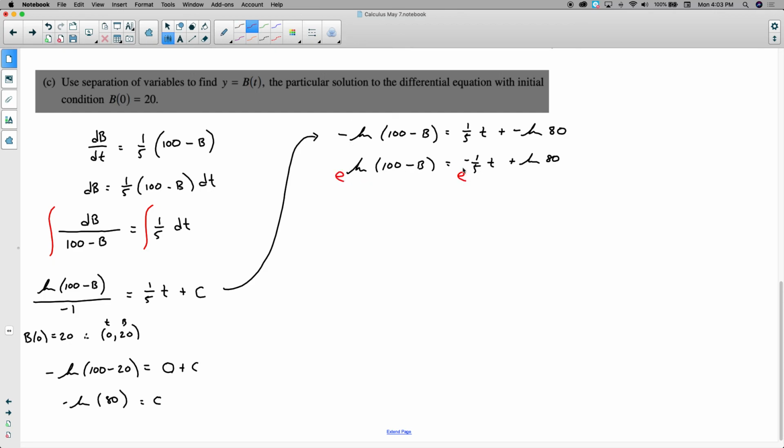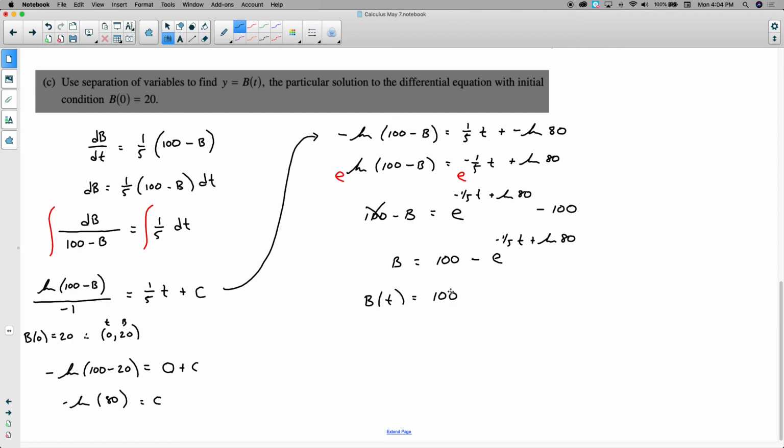Okay, so now I'm going to use base e on each side, right? And 100 minus b now, so I'm getting there. And then it's e to the 1/5 t plus natural log of 80. All right, so let's see. Minus 100 kills off that one. And then getting rid of the negative switches the places on these. And whether they would accept this answer, I suppose they would, but I can make it a little bit better, so let's do that.